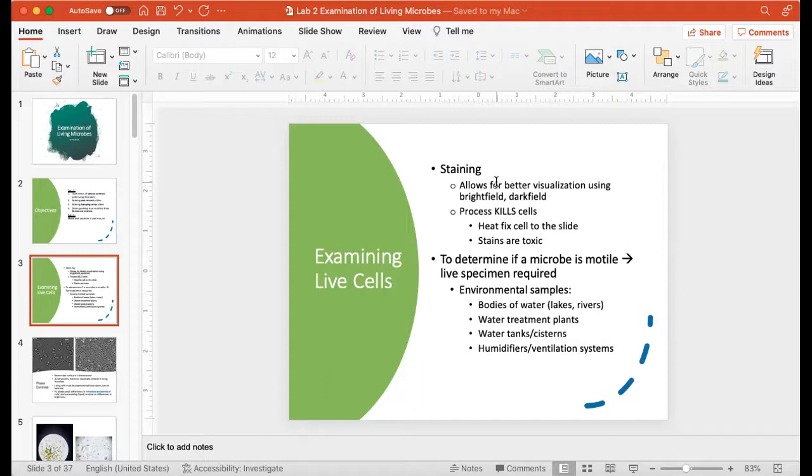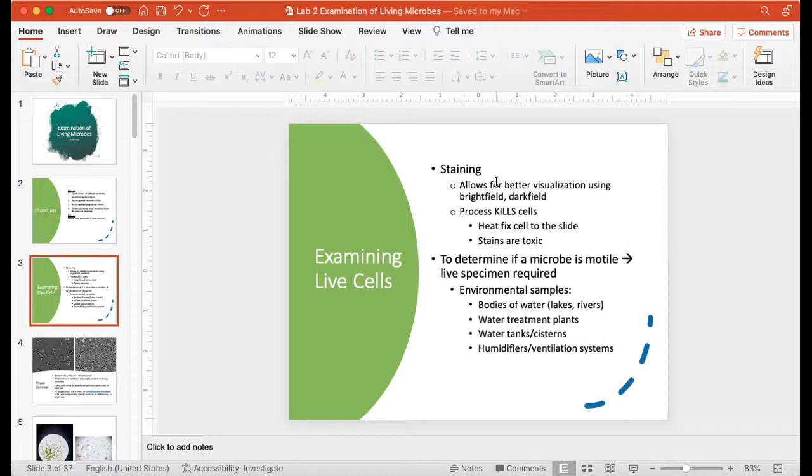Now, when would that apply? When would we be looking to see if there are any mobile microbes? Environmental samples is the answer. For example, in the microbiology lab, we're often asked to look at routine water samples from recreational bodies of water.